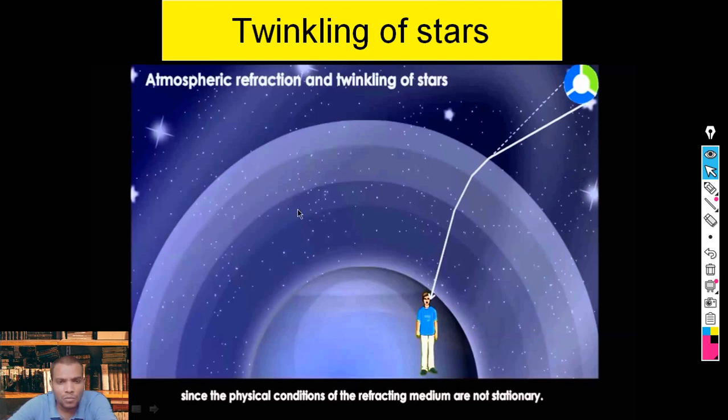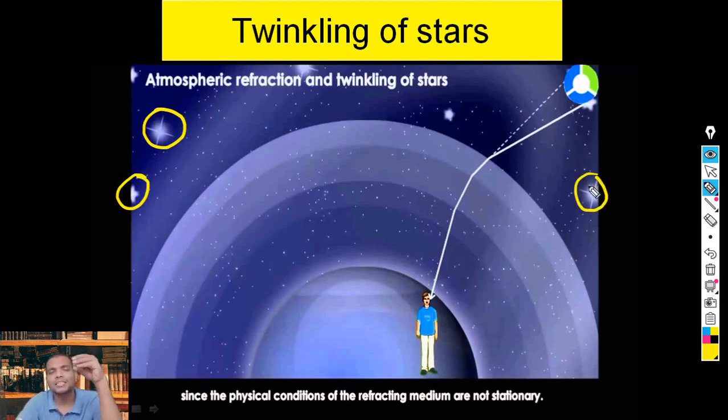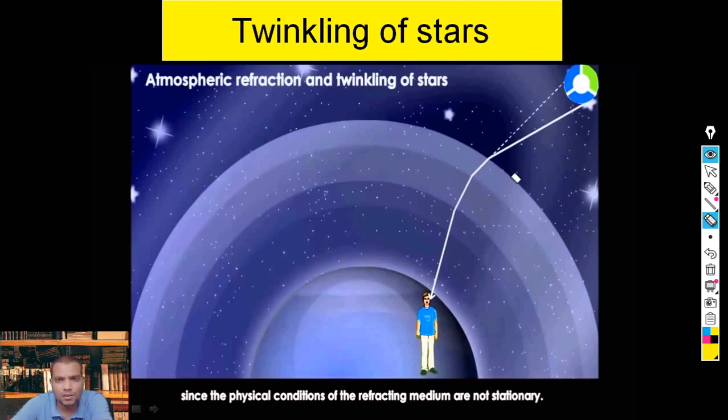So let's see one more application of atmospheric refraction: the twinkling of stars. What is the meaning of twinkling? Stars appear to twinkle, not like planets. They appear to twinkle just like a disco light, on and off. That is due to atmospheric refraction. So why do stars appear to twinkle?